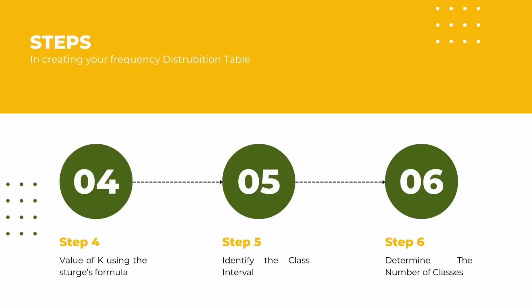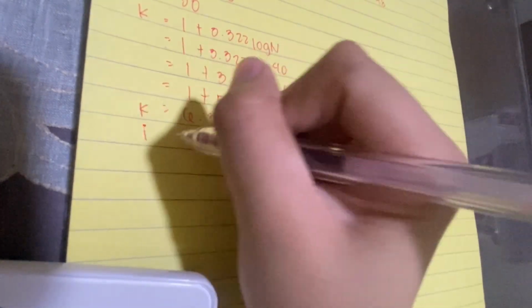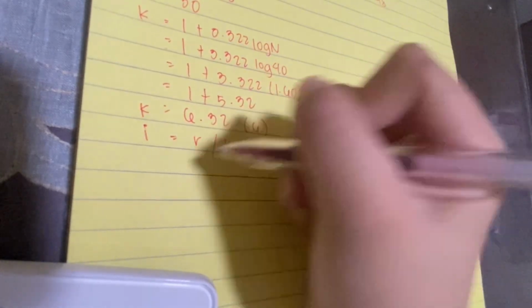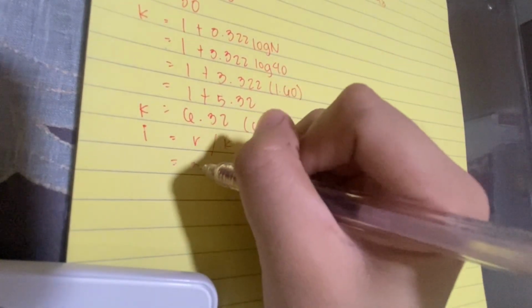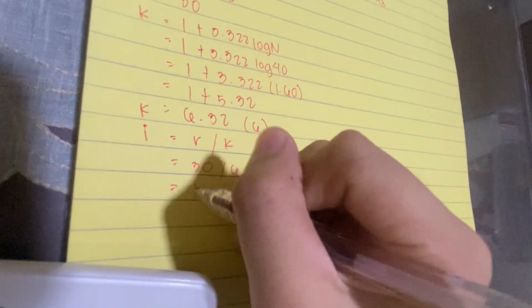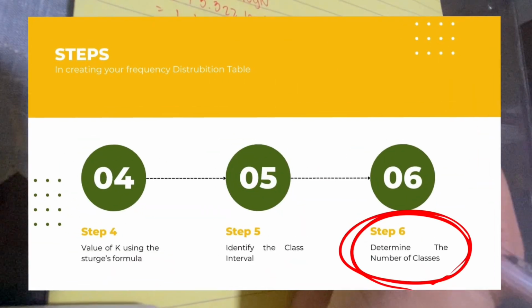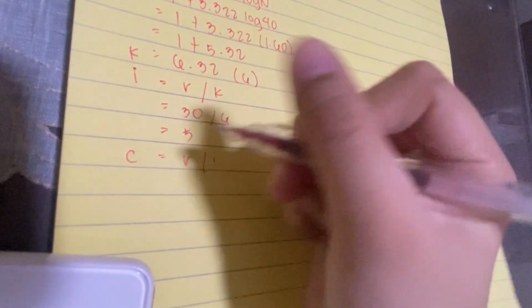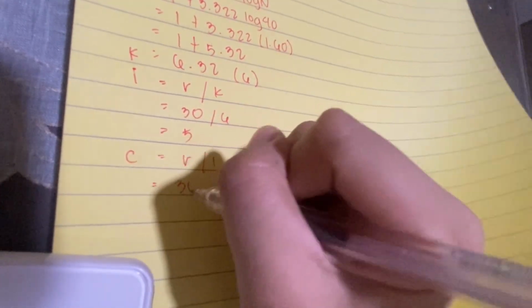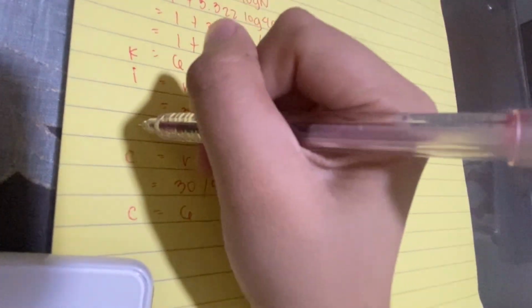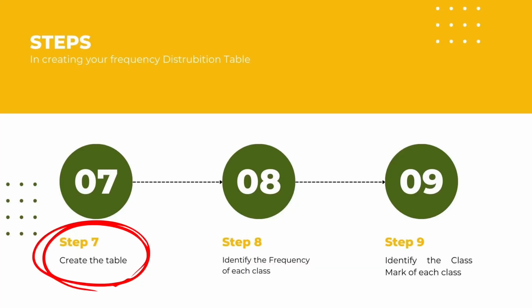Step number 5. Identify the class interval. For this, it's going to be simple. All you have to do is divide the range by the k and you will get the answer, which is 30 divided by 6 is 5. And for our sixth step, which is the number of classes, all you have to do is divide your range by your interval and you will get the answer of 6. After getting all the values, we can now create our table.